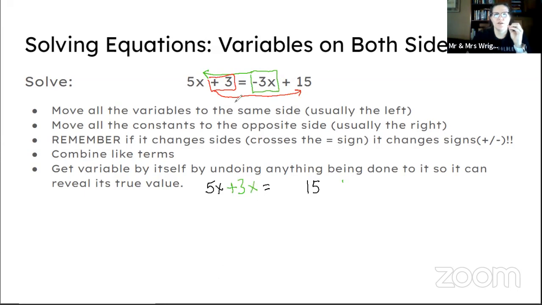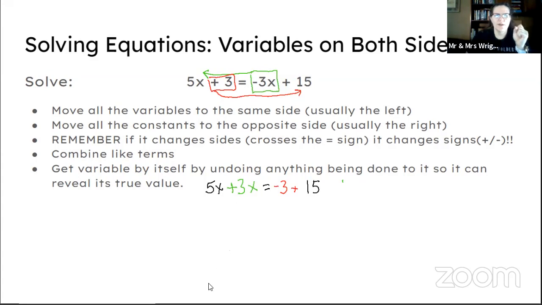Okay. Now, my plus 3 over here on the left, I'm going to move all my constants from the left to the right. And if it switches sides, it's going to switch signs. This is a positive 3, so I'm going to change it to a negative 3. Well, I can't just have negative 3 next to 15. So I have to remember 15 had a plus in front of it. That didn't change. It was a plus, a positive 15. It never changed sides. So that's going to stay the same.